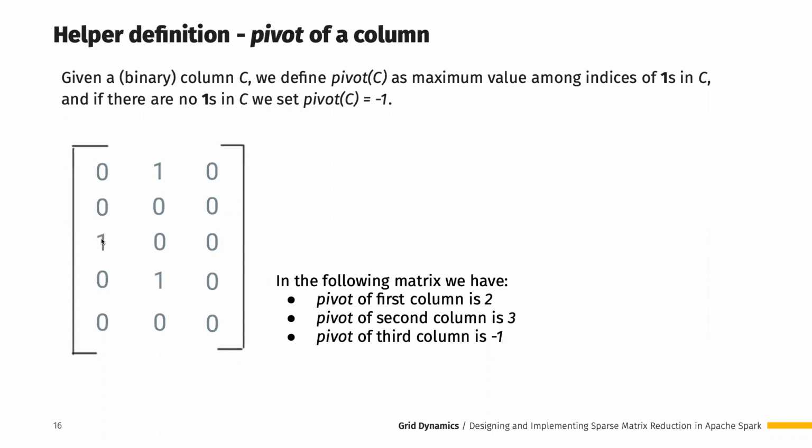So for example, in this matrix, for the first column, there's only one 1, so there's nothing to choose from, right? So this one is at index 2. So the pivot of this column is 2. For the second column, we have 2 ones, so we have something to choose from. But the one that's more on the bottom is this one, and this one has index 3. So the pivot of this column is 3. And for the last column, as it is a 0 column, it does not contain any ones. We set the pivot as -1.